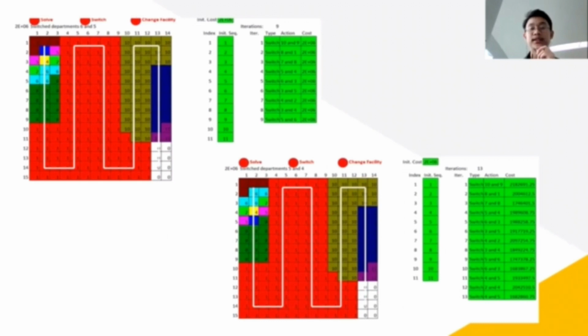Okay, the next is iteration 9 and iteration 13. From iteration 9, we get the cost calculation, which is 1,700,25. And from iteration 13, we get the cost calculation, which is 1,600,75.